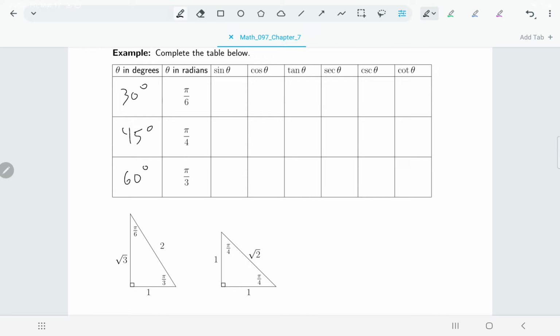And then we can fill in the chart as we go. So for this, I'm going to do things a little bit cleverly, and I'm going to point out some ways in which I can make my work a little bit faster here.